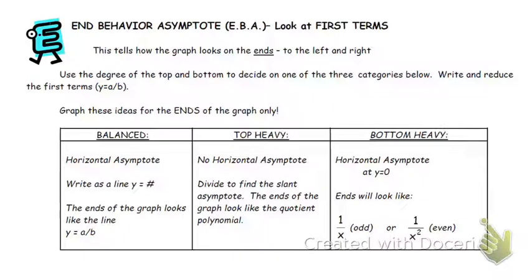So when you're graphing a rational, you have two different types of asymptotes. You have a vertical asymptote, which comes from your denominator, but you also have a horizontal asymptote. The horizontal asymptote comes from your degree. When we talk about degree, remember that degree is your highest power, your highest exponent.